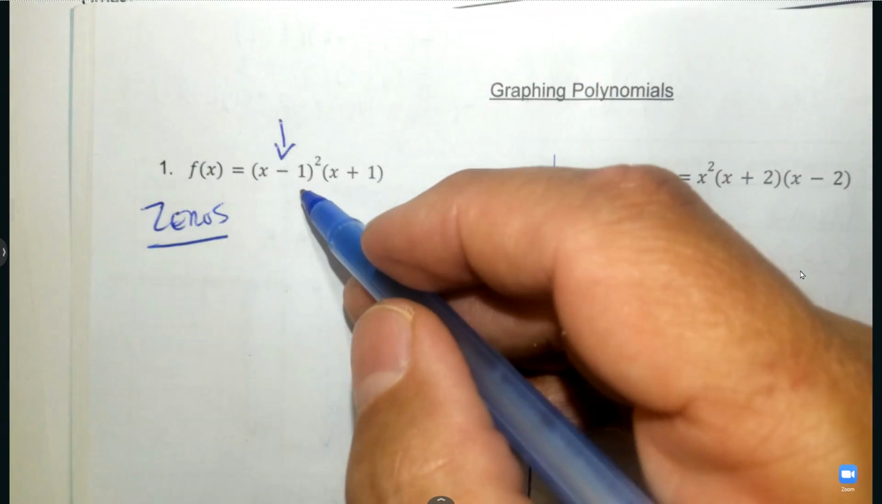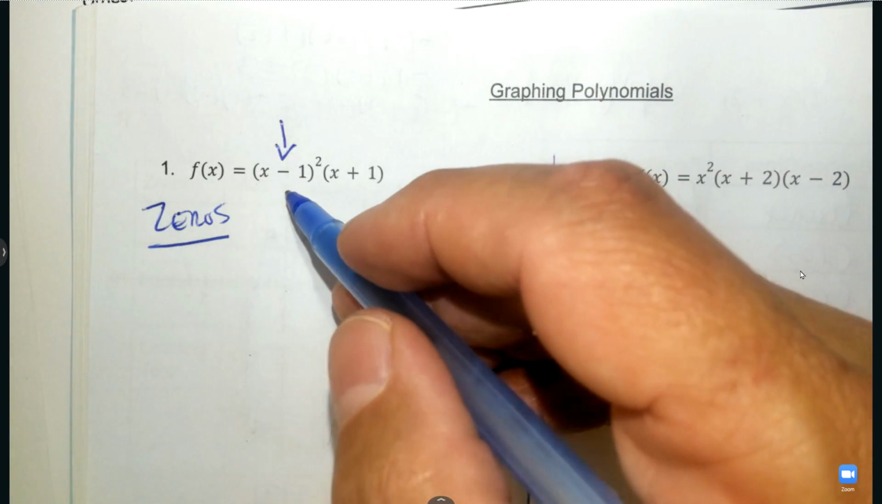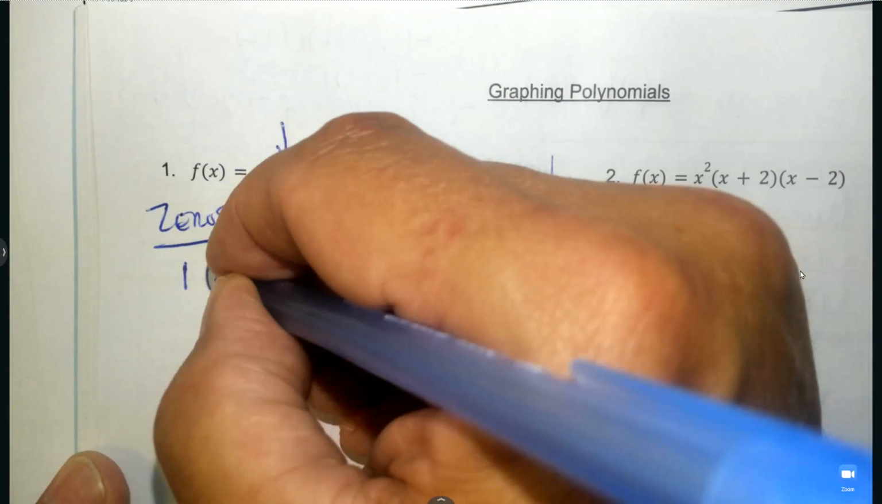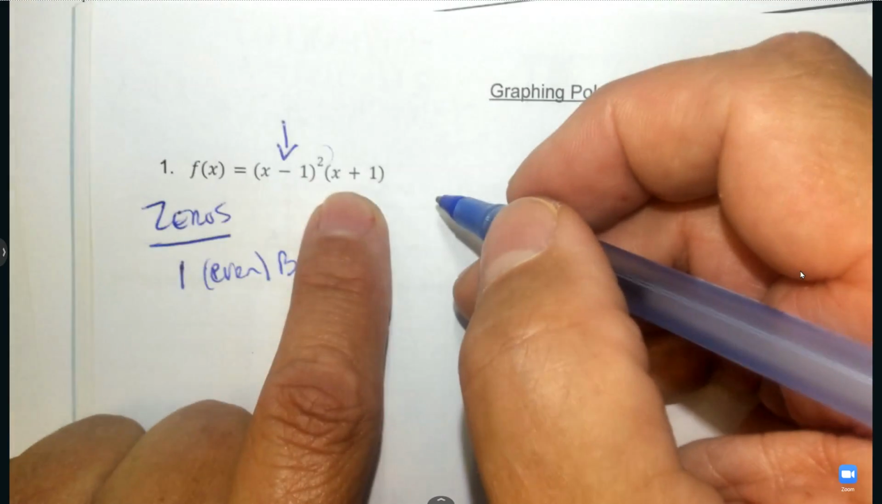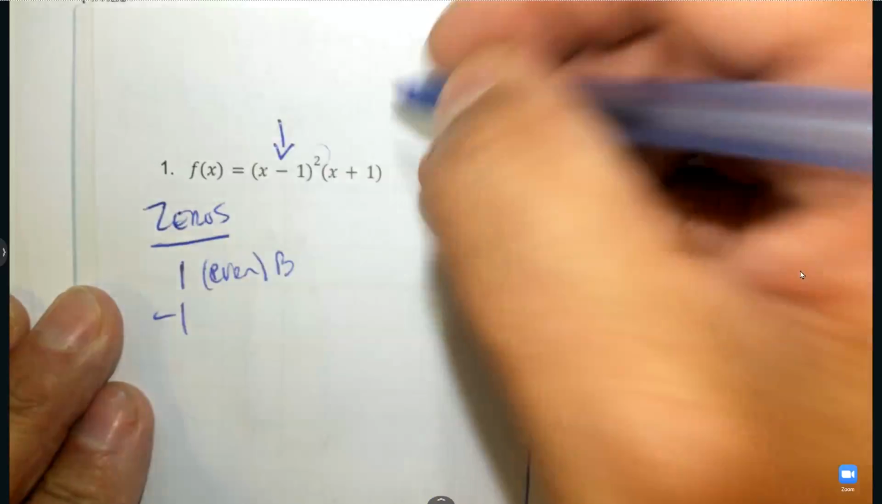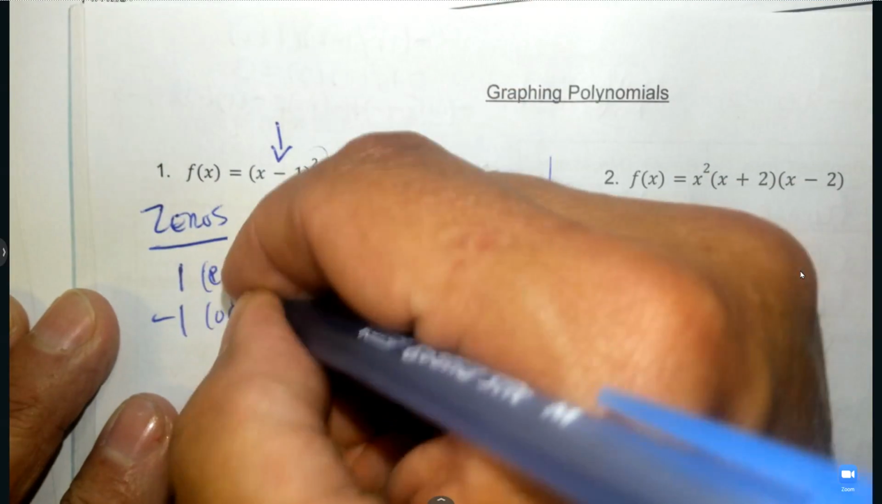So what makes the factor 0? It's always that opposite number. So positive 1. It has an even exponent, and that tells me it's going to bounce. The second one, the opposite number to make it 0 would be negative 1. It has an odd exponent, so it's going to cross.